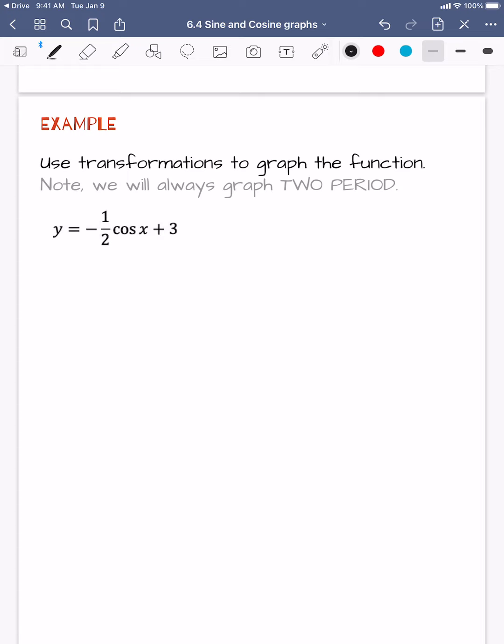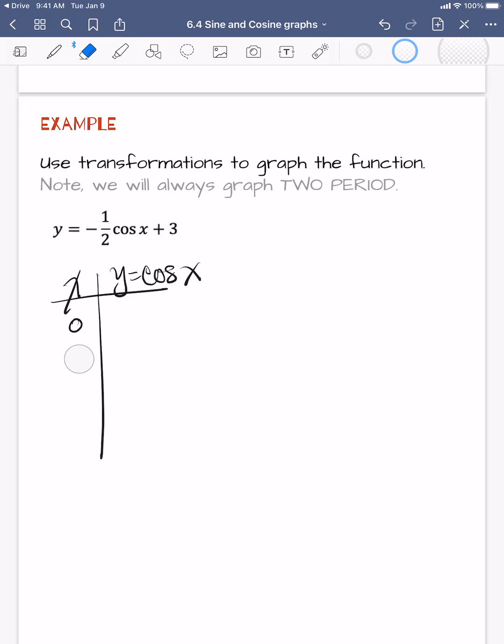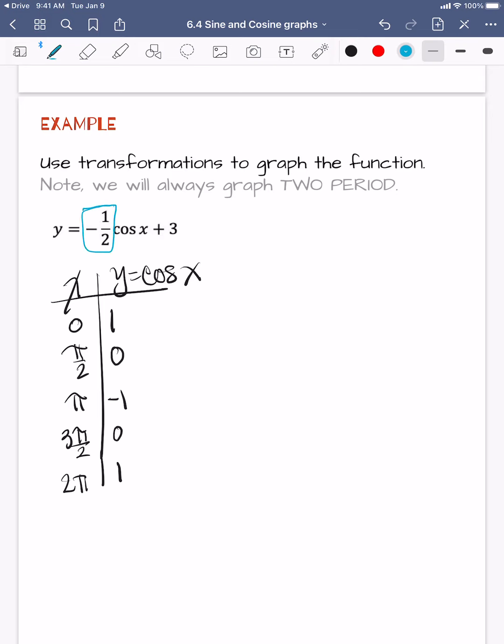If you know your trig ratios, you're doing well on those quizzes, then you should be able to put this together. You just use the quadrantal angles, the 90 degrees, the 180 degrees, the 270, and I say cosine of 0 is 1, cosine of pi over 2 is 0, and so on. And then I'm going to apply my transformations. So this is really 2 transformations, but I'm going to do them at the same time. I'm going to multiply the y's by -1/2, but the negative is just going to automatically reflect it.